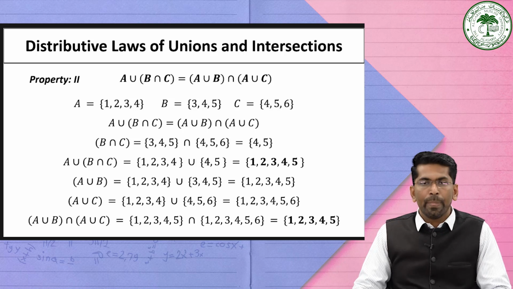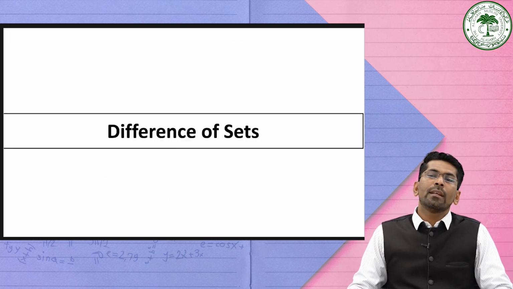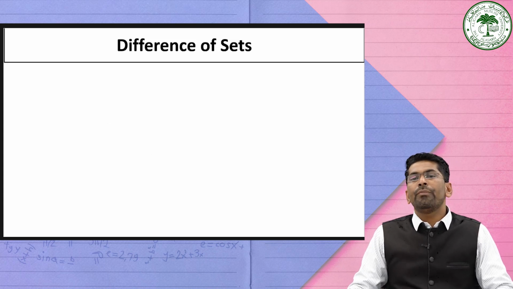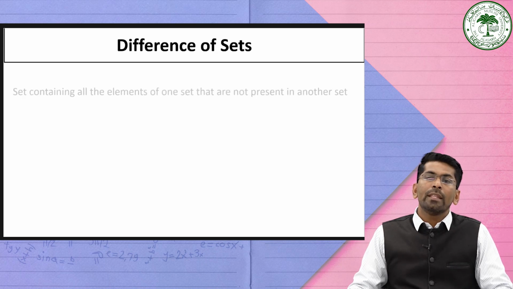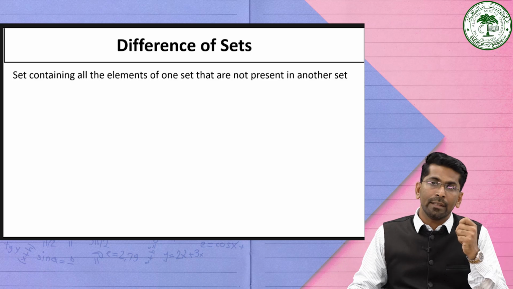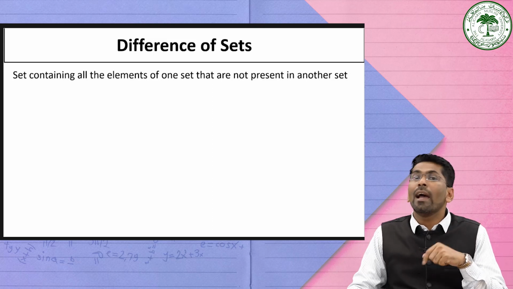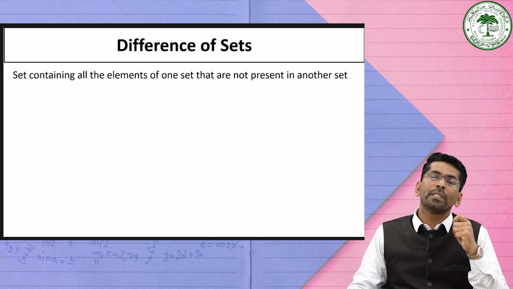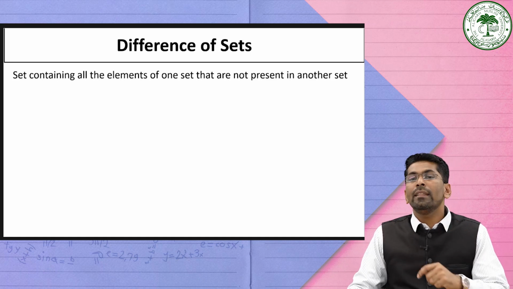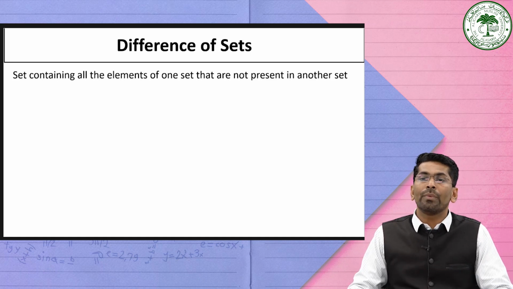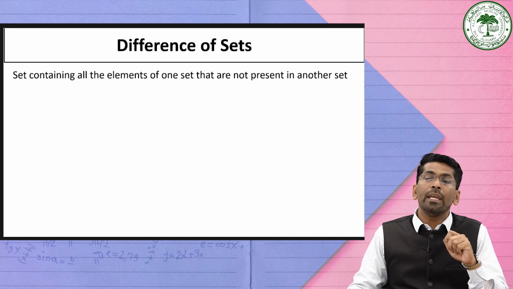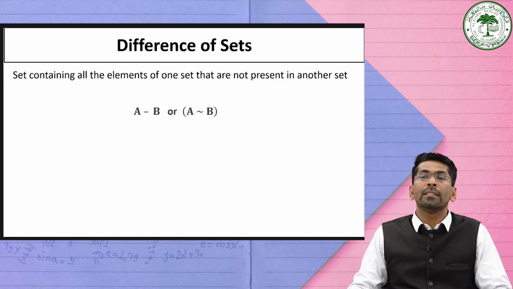See, now we are going to consider another set operation, that is the difference of sets. The difference of sets is an operation that results in a new set containing all elements of one set that are not present in another set. So if we have two sets, for example set A and set B, then the set containing all those elements of A which do not belong to set B is known as the difference of two sets, and generally it is denoted by the symbol A minus B, or we can say A difference B.